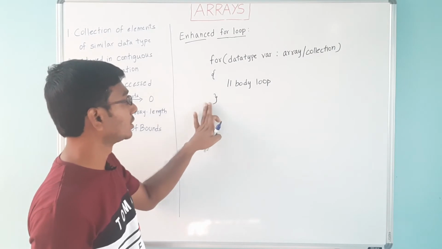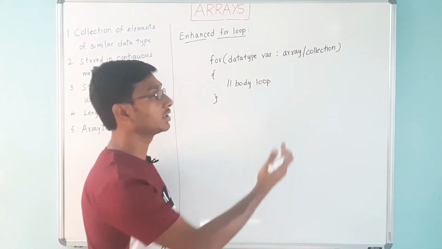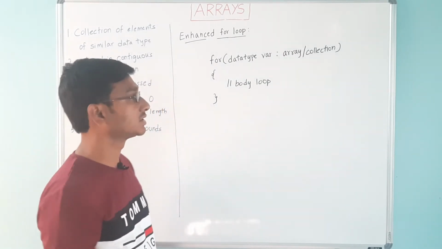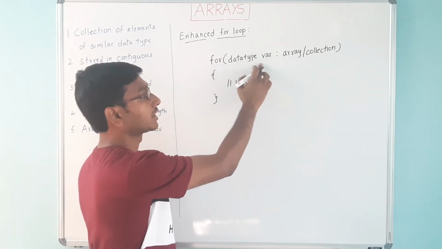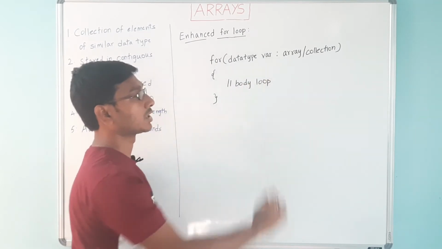Again, once the loop is done, it goes back and picks up the next index element, that is array index 2, right? In the same way, till the last index, all the values of the elements can be read using this var variable, right?